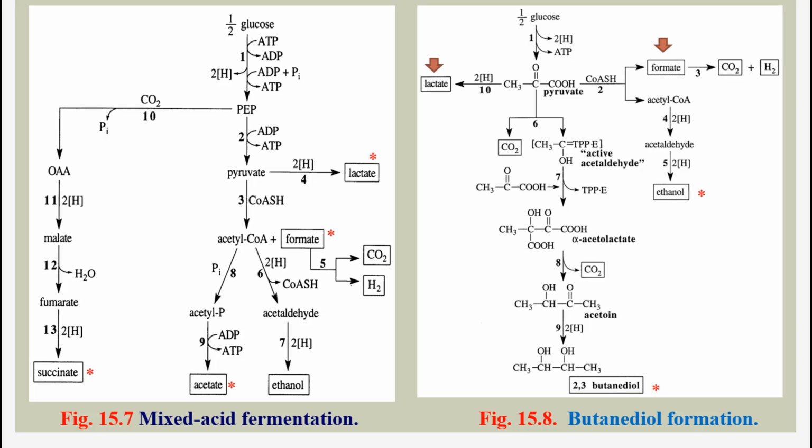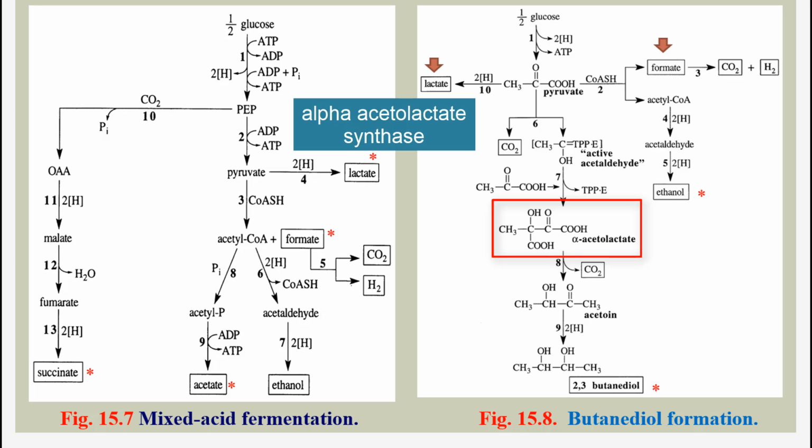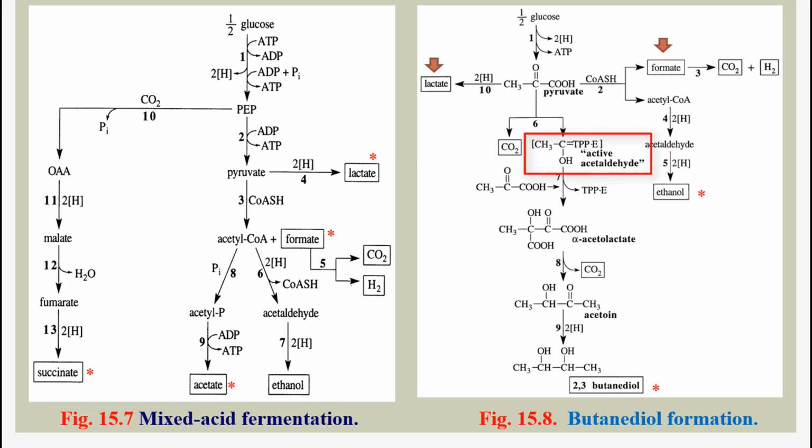The first free intermediate in the butanediol pathway is alpha-acetolactate, formed by the enzyme alpha-acetolactate synthase, which decarboxylates pyruvate to enzyme-bound active acetaldehyde. This is a reaction that depends upon thiamine pyrophosphate. The active acetaldehyde is transferred by the alpha-acetolactate synthase to pyruvate to form alpha-acetolactate. The alpha-acetolactate, an alpha-ketocarboxylic acid, is decarboxylated to acetoin. The acetoin is reduced by NADH to 2,3-butanediol.